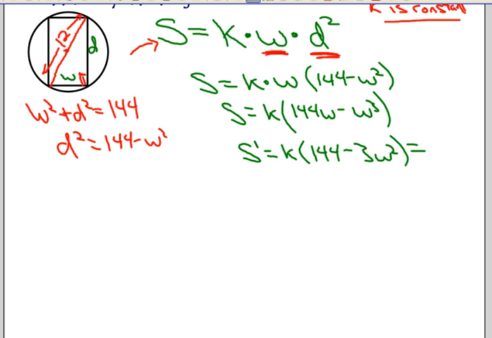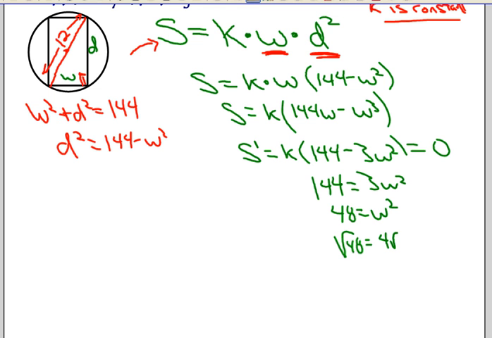I'll set my derivative equal to 0, ignoring the constant because we're assuming it's not 0. That would be a wood with no strength. So 144 equals 3W squared. Divide by 3, and that gives us 48 equals W squared. Then we take the square root, and the square root of 48, since 16 is a factor, is 4 square root of 3. So W equals 4 square root of 3.